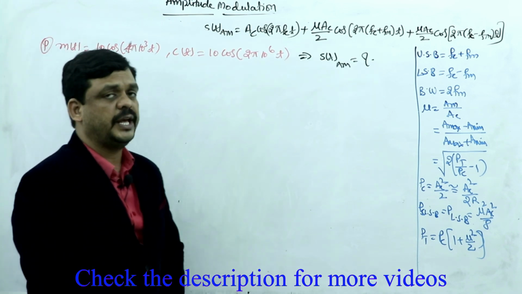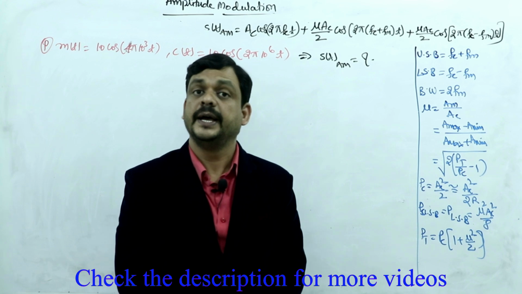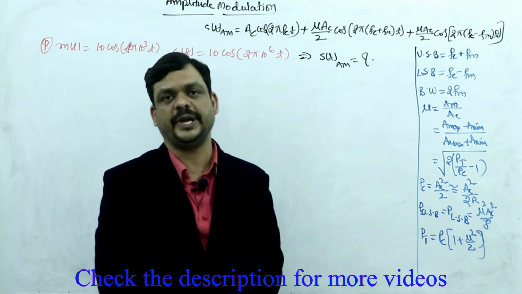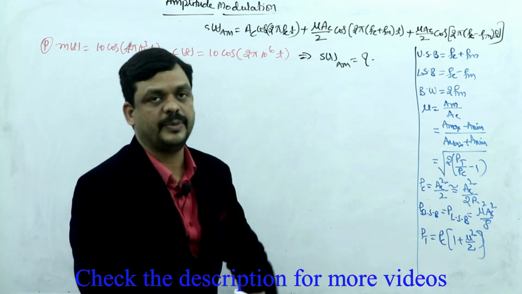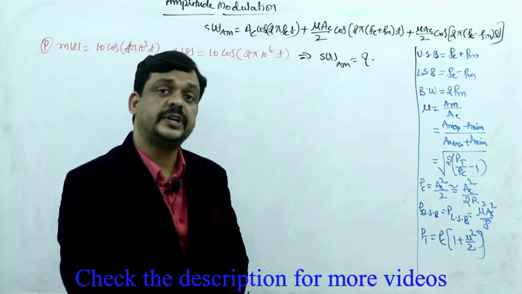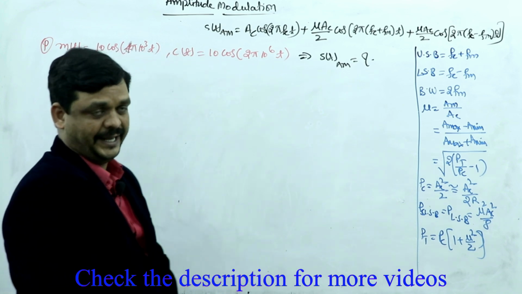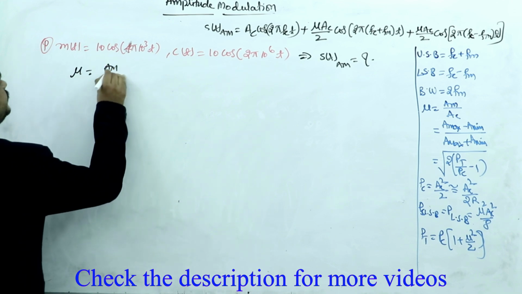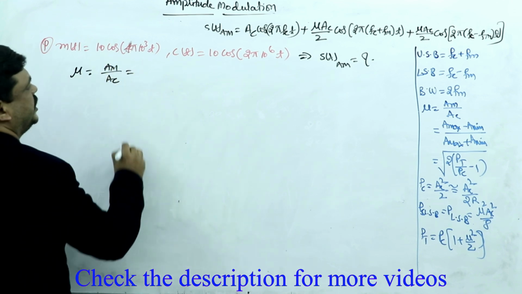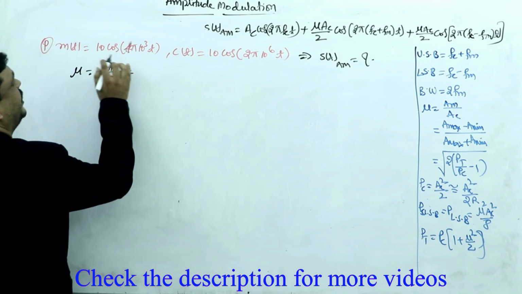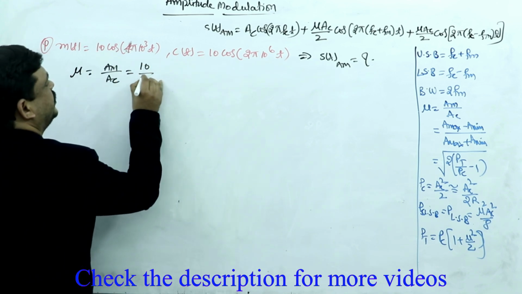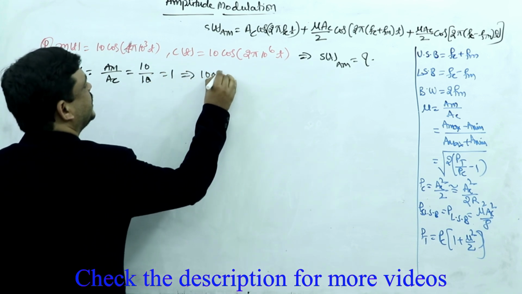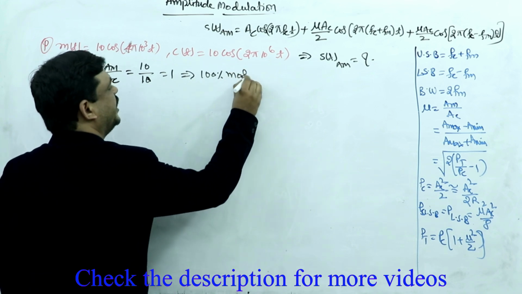So just now we have discussed the AM modulated signal standard equation, AC into 1 plus mu into cos of 2 pi FMT into cos of 2 pi FCT, or we can write in this format also, upper sideband and lower sideband. For that purpose, first of all, we have to find out the modulation index, right? So now I am writing modulation index mu is equal to AM by AC. Here AM is how much? 10, and AC is also 10. Then it becomes how much here? 1.